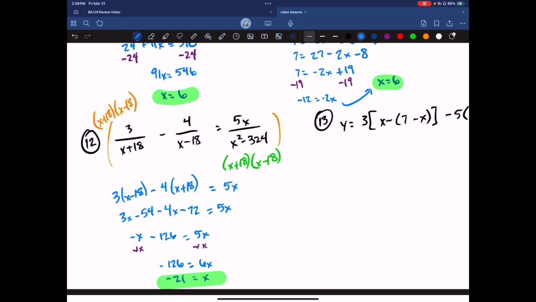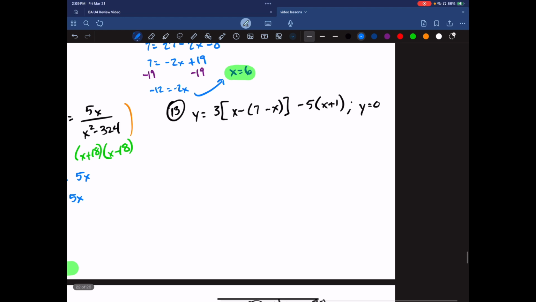Now, 13 changes up a little bit. It says let y be 0. Okay, so I'm going to let y be 0. And then while I'm rewriting this, I'm going to clean things up a little bit. There's going to be x minus 7. Distribute that negative. There's going to be plus x minus 5x minus 5. Okay, this is going to be 0, 3.